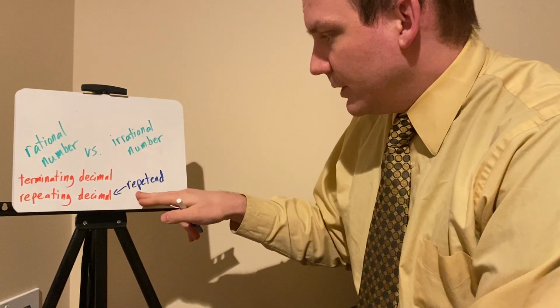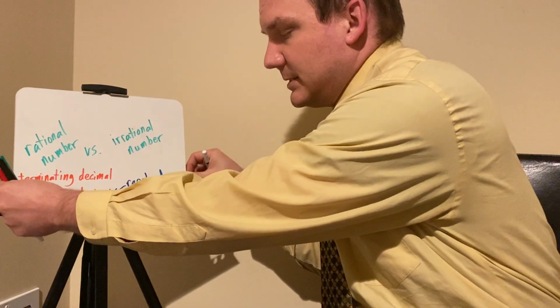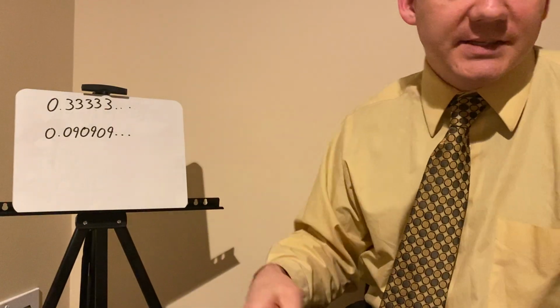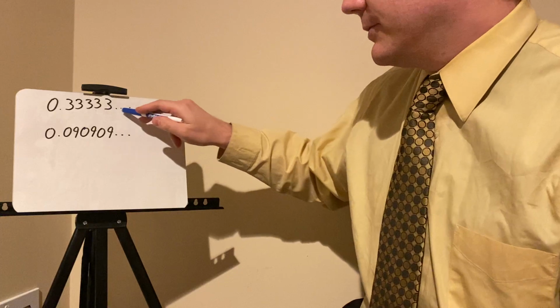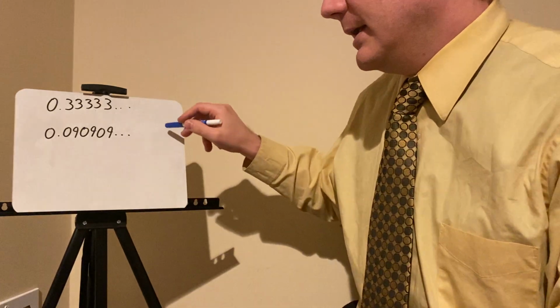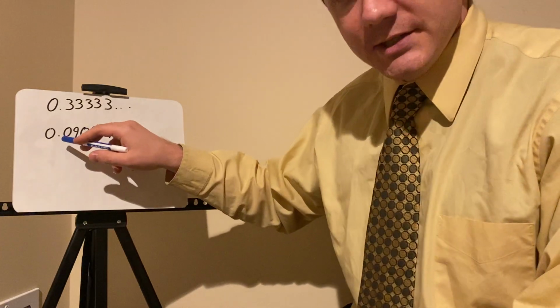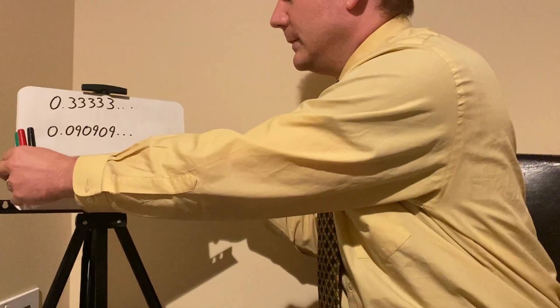And then finally, this word here, the repeatend, is the actual digit that repeats. So I'll show you an example. The repeatend in this decimal would be the 3. The 3 repeats, and that's what that dot dot dot indicates. And in here, the repeatend would be the 09, because the pattern goes 09 09 09.